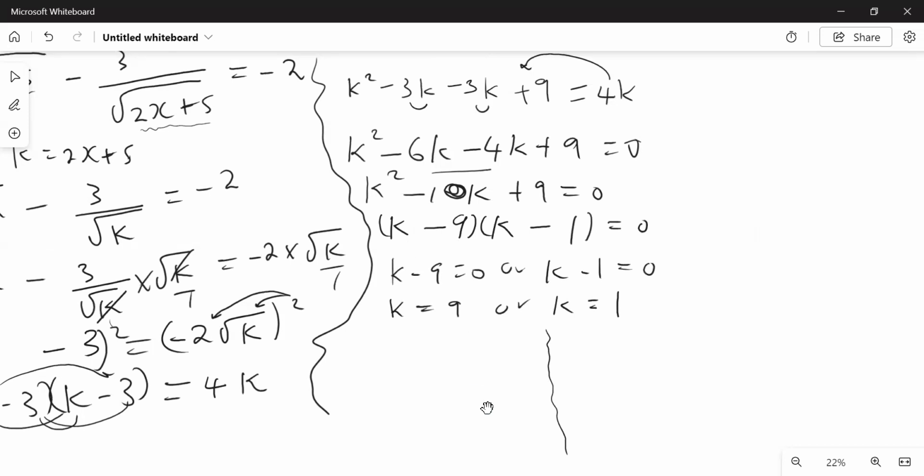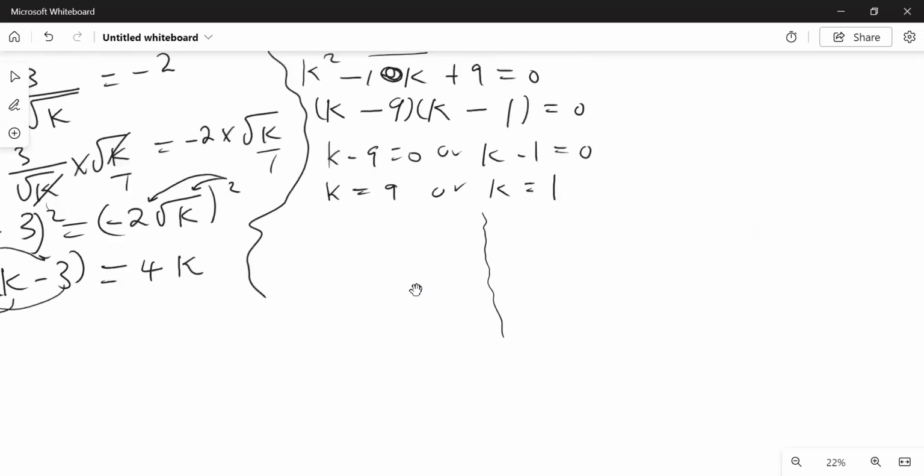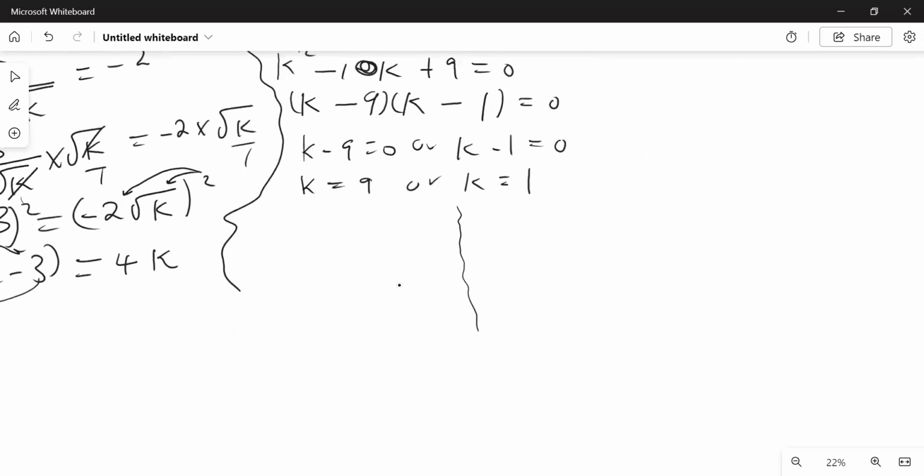Okay, but remember now, guys, we're not solving for K. The question said we must solve for x. We said K is equal to 2x plus 5. So when we see K, we substitute: 2x plus 5 equals 9. And for this one as well, we need to say 2x plus 5 equals 1, right? Then from there, let's solve for x.